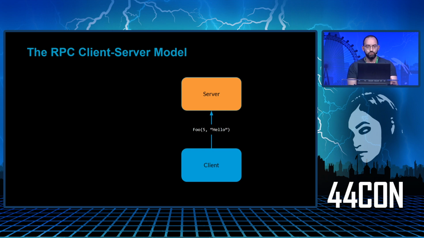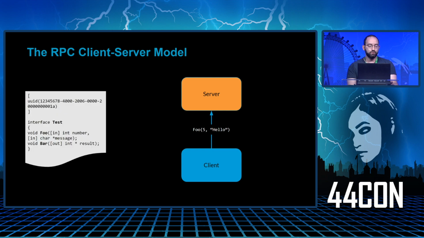How does the client know which capabilities are exported by the server, and what can it call? For that, we have the interface definition language, or IDL. It's a text-based file that holds inside it the interface definition with its name and all the functions that it exposes and their declarations. It also has a unique identifier, UUID, that identifies that specific RPC server.